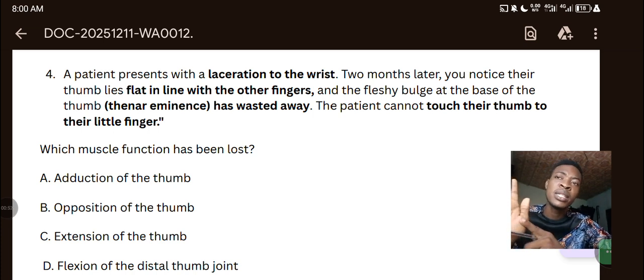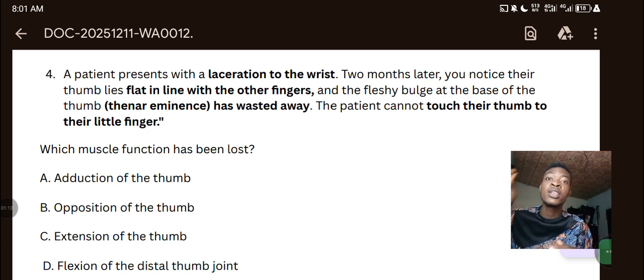The thenar eminence has 3 muscles, the OAF muscles. We have the Opponens pollicis, the Abductor pollicis brevis, and the Flexor pollicis brevis. These are the 3 muscles at the thenar eminence, and they are supplied by the recurrent branch of the median nerve. Right, the recurrent branch of the median nerve. So it means that these have been affected. The patient cannot touch their thumb to their little finger.